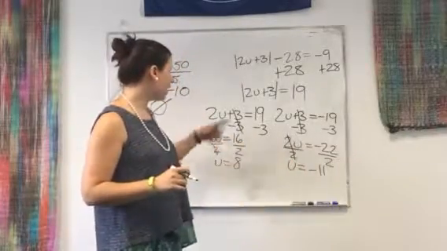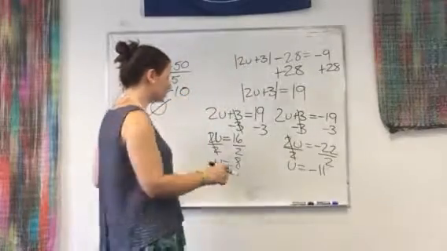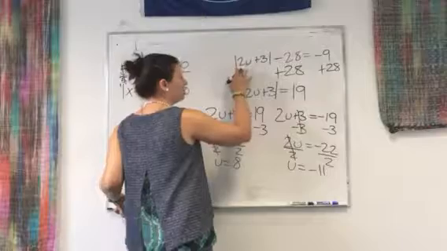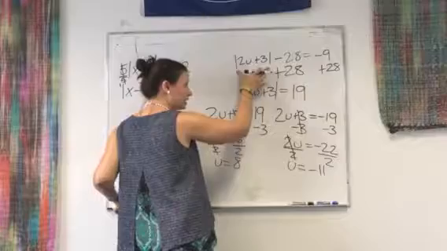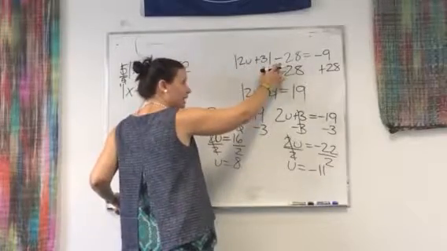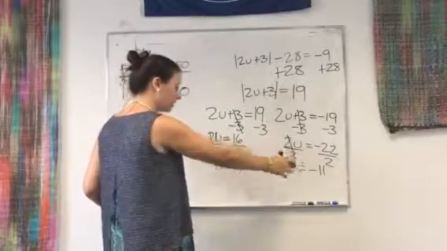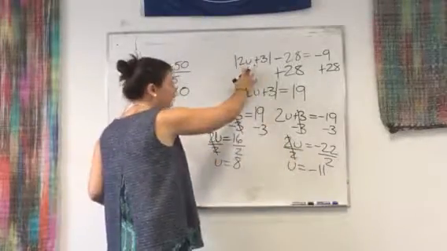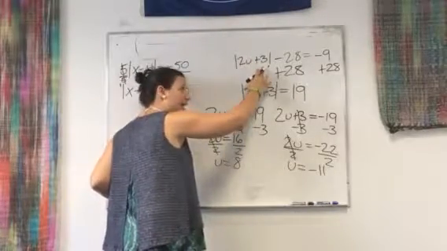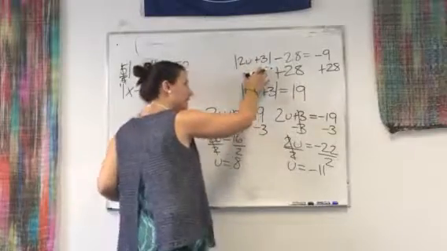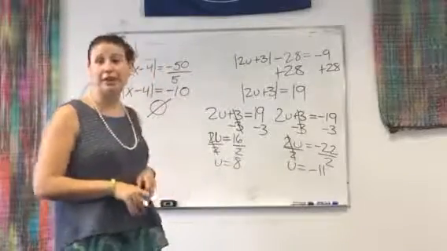So go back up to the original, always go all the way back to what they gave you for the question. If we plug in 8, 2 times 8 is 16, plus 3 is 19, absolute value is 19, minus 28 is negative 9. So if we look at negative 11, negative 11 times 2 is negative 22, plus 3 is negative 19, absolute value is 19, and then it's exactly the same thing. So that is absolute value equations.